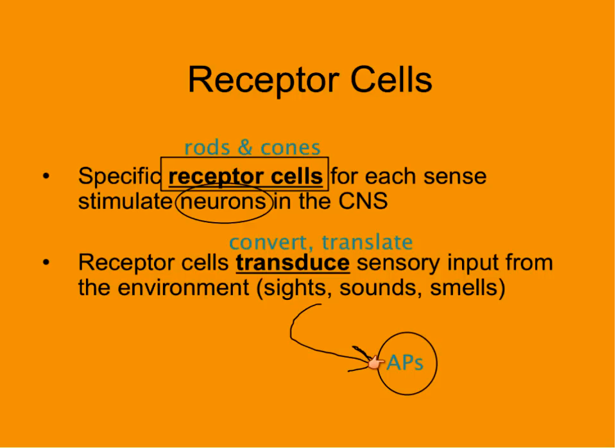If I banged sound waves off of your temporal lobe auditory cortex, you're not going to be like, oh, I heard something. It needs to go through the system you've got built in, which includes these receptor cells for hearing, that transduce the sound waves into action potentials.